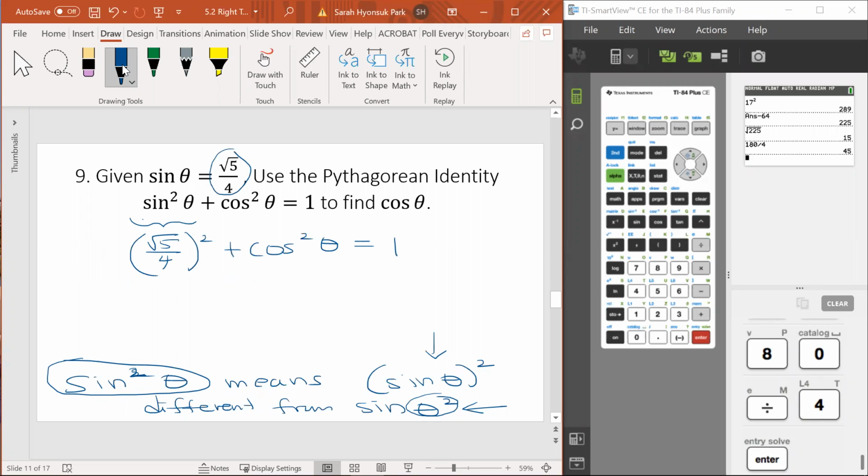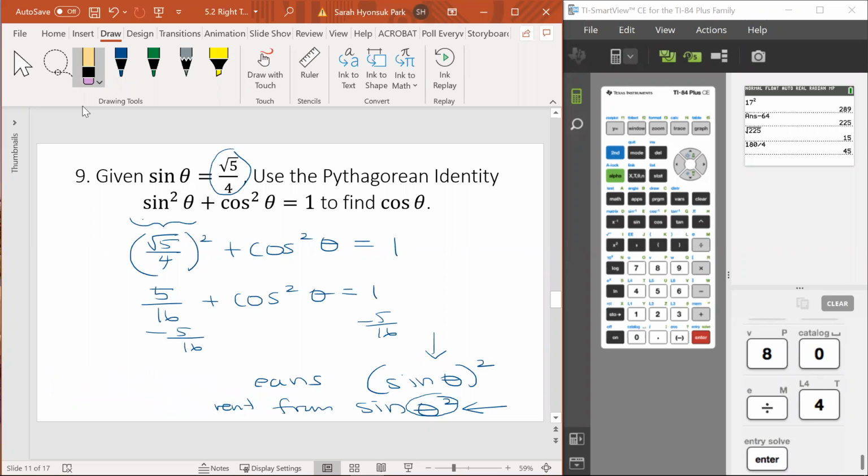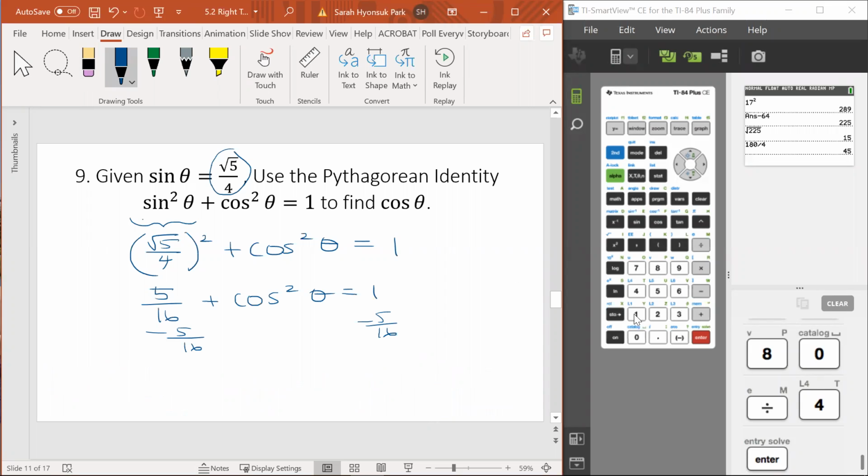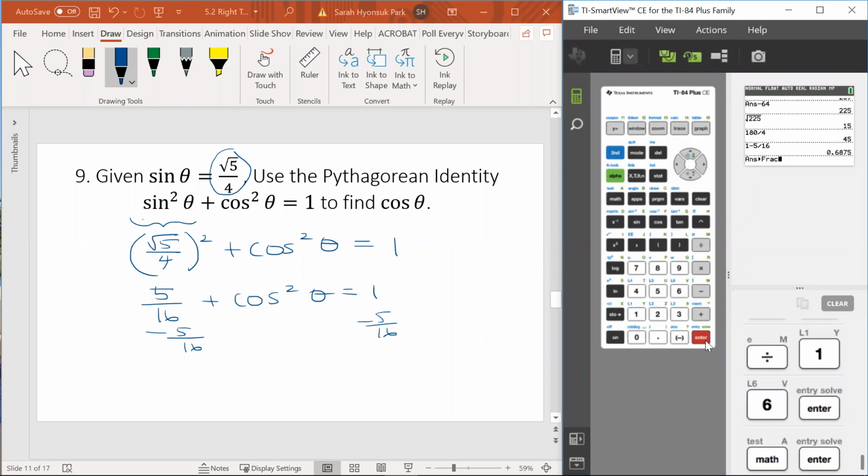Squaring root 5 gives us 5. Squaring 4 is 16. Plus cosine squared theta equals 1. Let's solve by subtracting 5 over 16 from both sides. If you're not good with fractions, you could put that right into your calculator and do 1 minus 5 over 16, and then change that to math fraction. And so we get 11 over 16.